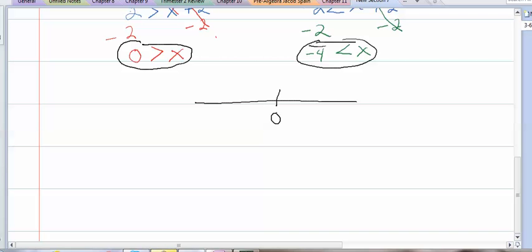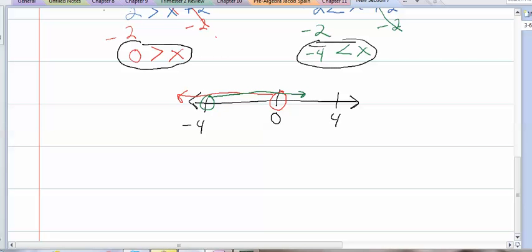Okay, 0's in the middle. We have our -4, and we have our +4. And they're both open circles. So my red one is open at 0. Read it like a book. X is smaller than, so it's going to go in that direction. And then I'm going to take my green one, and it's at -4. It's an open circle, and it says x is larger than, so it's going to go in that direction.